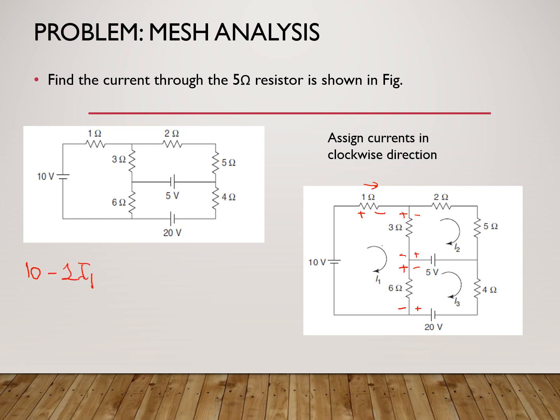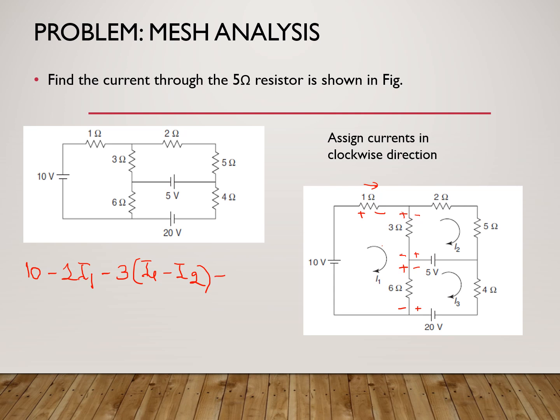Now the 3 ohm is common to both the meshes 1 and 2. So which means there is a current I1 and there is a current I2, which are both in opposite directions. I1 is flowing down, I2 is flowing up. So effective current is I1 minus I2. And we write it as minus 3 into I1 minus I2, because we are following the direction of I1. We are assuming that I1 is predominant because we are following mesh 1.